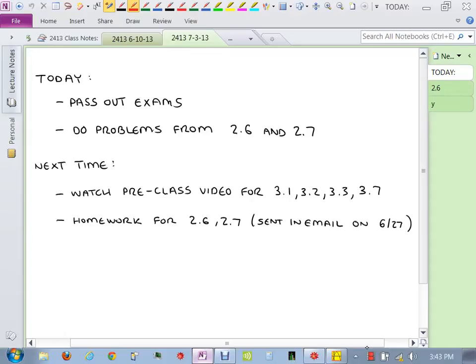3.3 has to do with derivatives of exponential and log functions, so you do need to look at that. And then 3.7 is very important. It's called L'Hopital's rule, and we'll be covering that. So even though it says to watch 4 videos, it's not a whole lot of time. Those videos aren't as long as the ones you watched before. The homework that's due for next time, 2.6 and 2.7, I sent in an email. So just finish that homework.